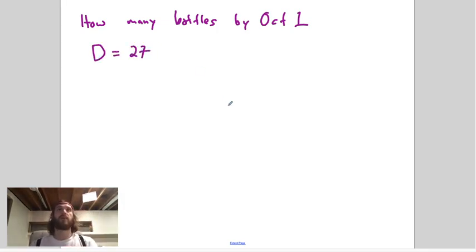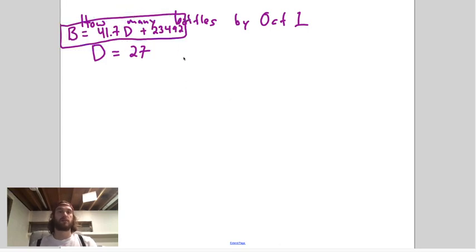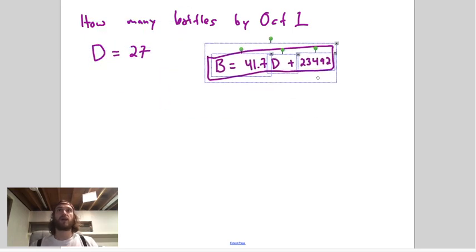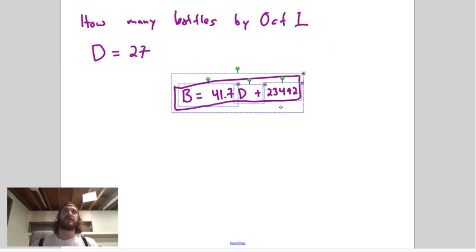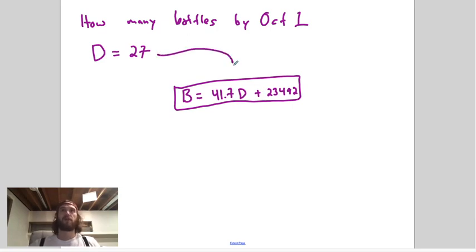So now what I can do is use my equation, and we're going to take D equals 27 days after we first noticed, and plug that in there. So you'll get B equals the number of bottles that machine will have processed on October 1st, 27 days after September 5th: 41.7 times 27 plus 23,492.